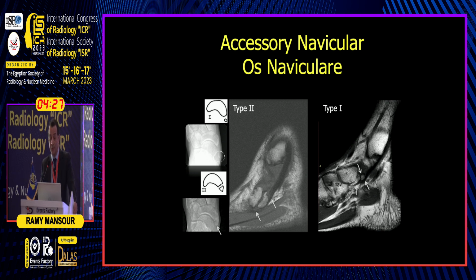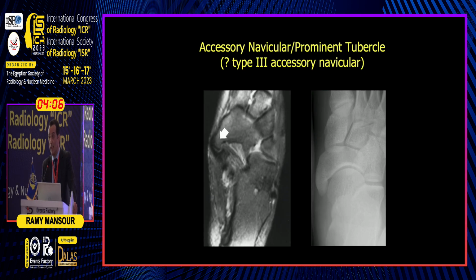One of the predisposing factors that leads to tendinopathy is the presence of an os naviculare, or accessory navicular bone, which as you can see has three types: type 1, type 2, and type 3. The most common one associated with posterior tibial tendinopathy is type 2. Type 3 can also be associated. So a high percentage of patients who have posterior tibial tendinopathy have an accessory navicular, but not the other way around. By itself, an accessory navicular does not indicate posterior tibial tendinopathy.